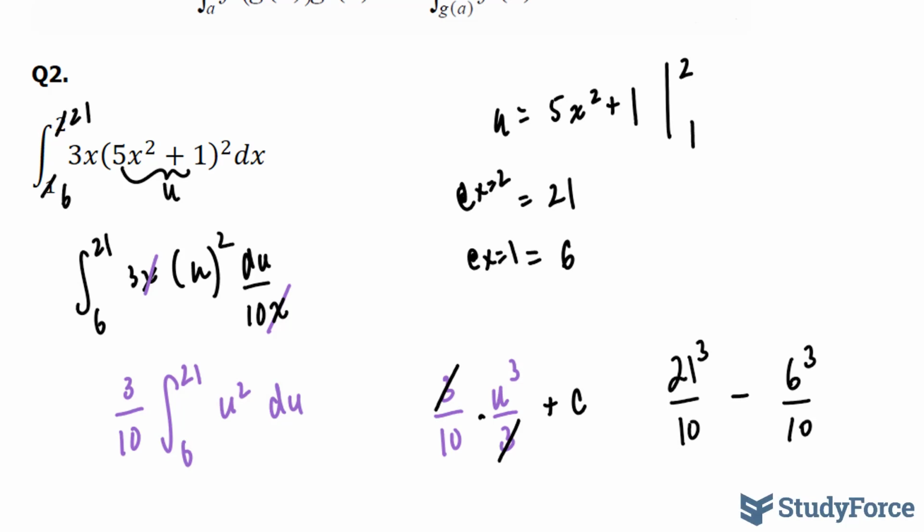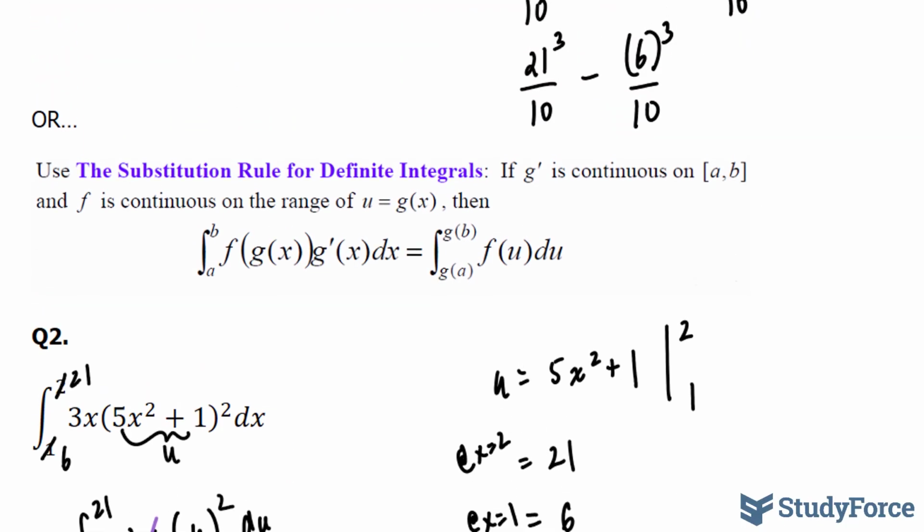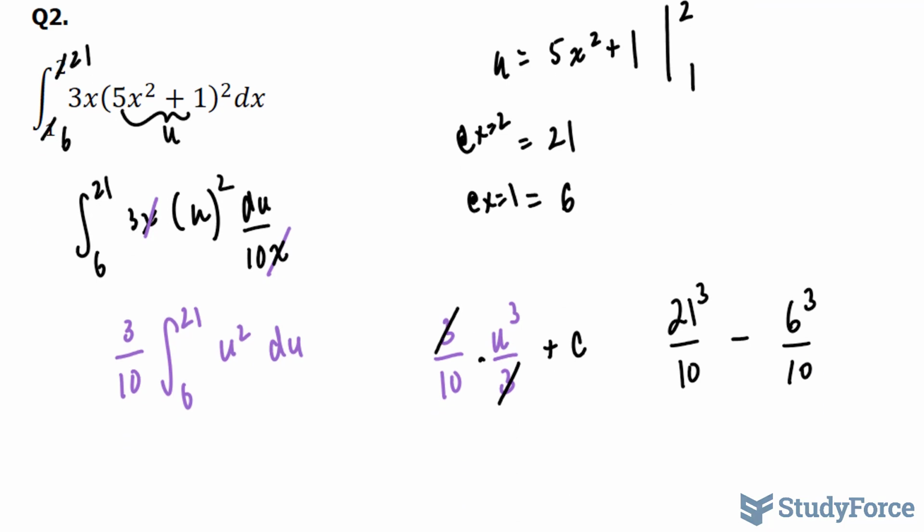Now, doesn't this look familiar? Take a look at option 1 and take a look at option 2. That is how to find the area underneath a function for a definite integral using u substitution.